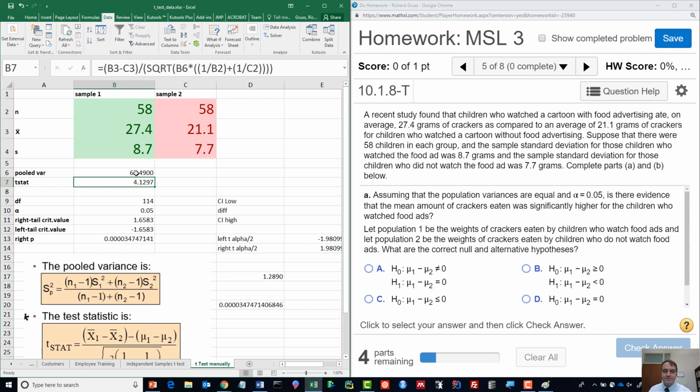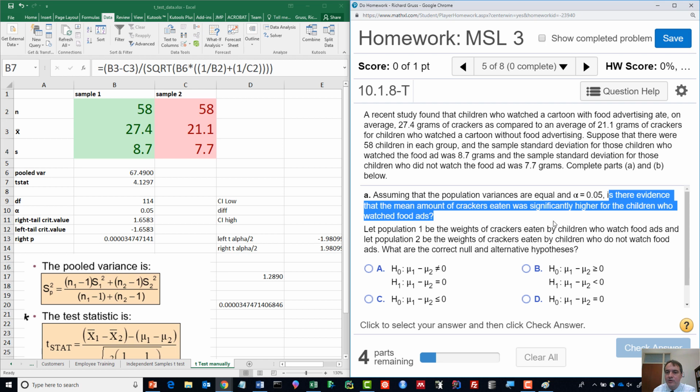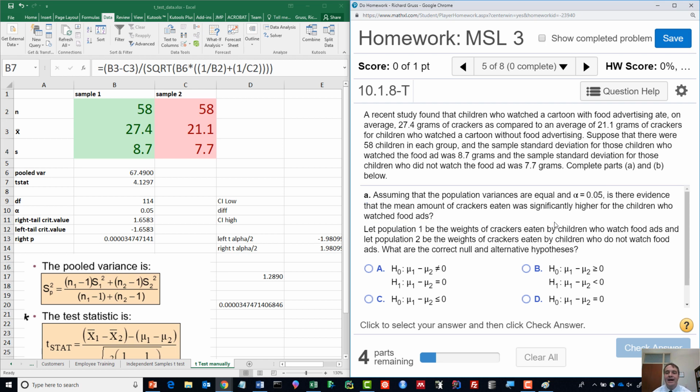Now, that's only part of the battle, because we also need to figure out, well, what question are we asking here in terms of the initial hypotheses. So let's do this. Let's go ahead and take a look at what our initial hypotheses are going to be. So we're asked to assume a significance level of 5% here, and we're asked, is there evidence that the mean amount of crackers eaten was significantly higher for children who watched food ads?